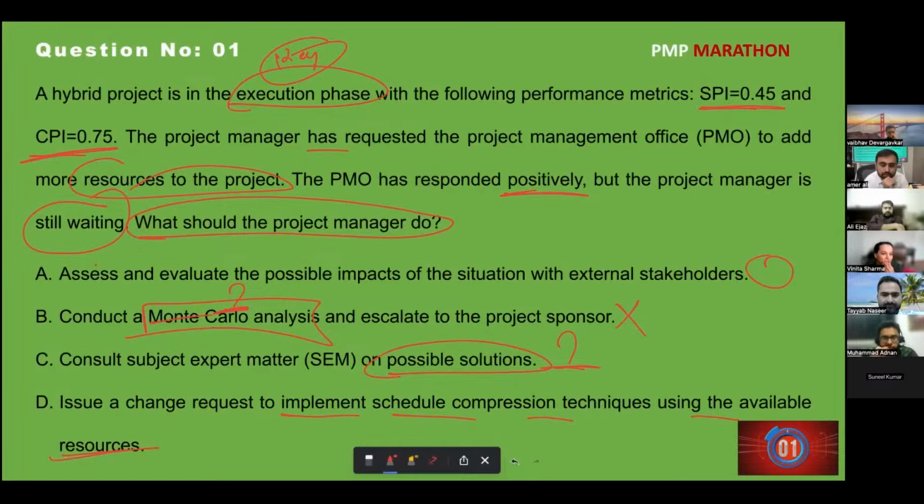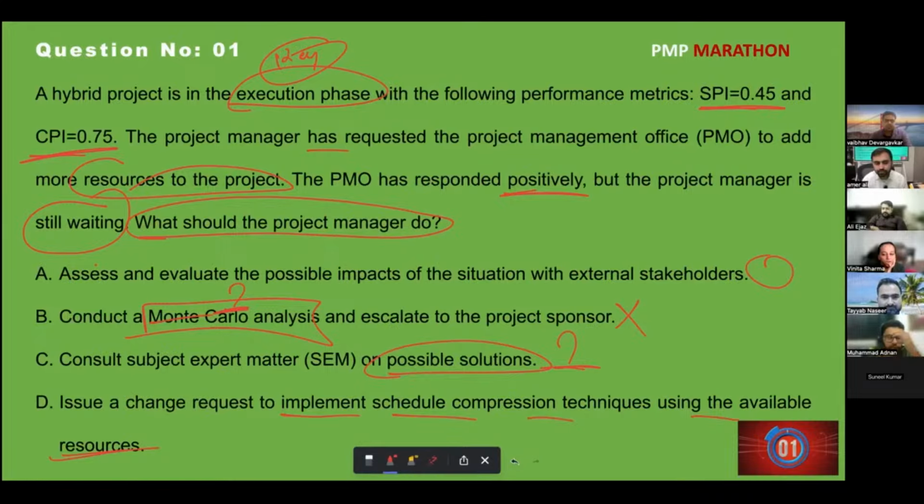Because assess with external stakeholders, we cannot assess. No, we have to assess the impact on the project, the impact of the resources, or what impact will be caused. I think external stakeholders we cannot consider like that only. Okay, okay. Adnan, what was your answer?